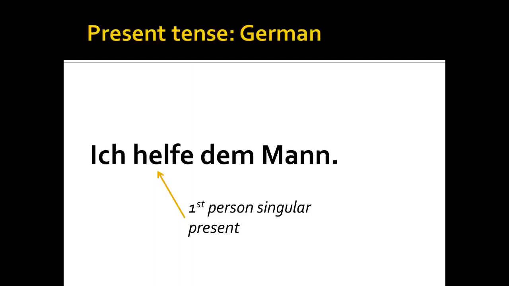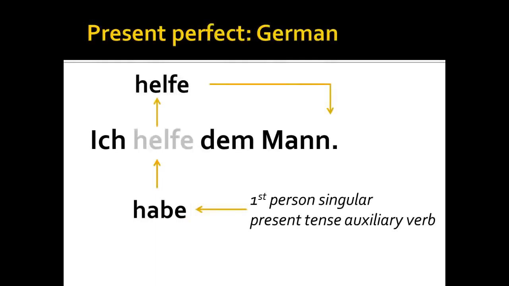Now, as we saw in English, I can do the same thing in German, though I'm going to do it slightly differently. I'm going to take the verb helfe and remove it from the second position. This opens up a gap right after the subject of the sentence, ich. So, I'm going to take the auxiliary verb habe and drop that into the second position. So again, I have subject-verb agreement, ich habe. First person singular present tense auxiliary verb that agrees with the first person singular personal pronoun.